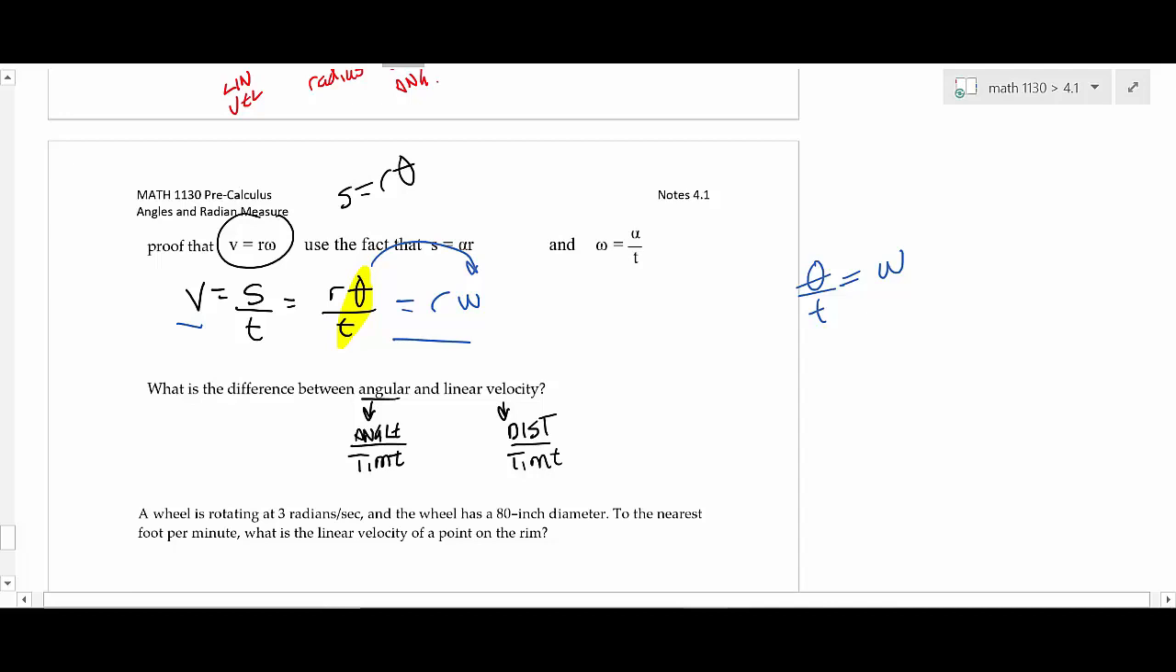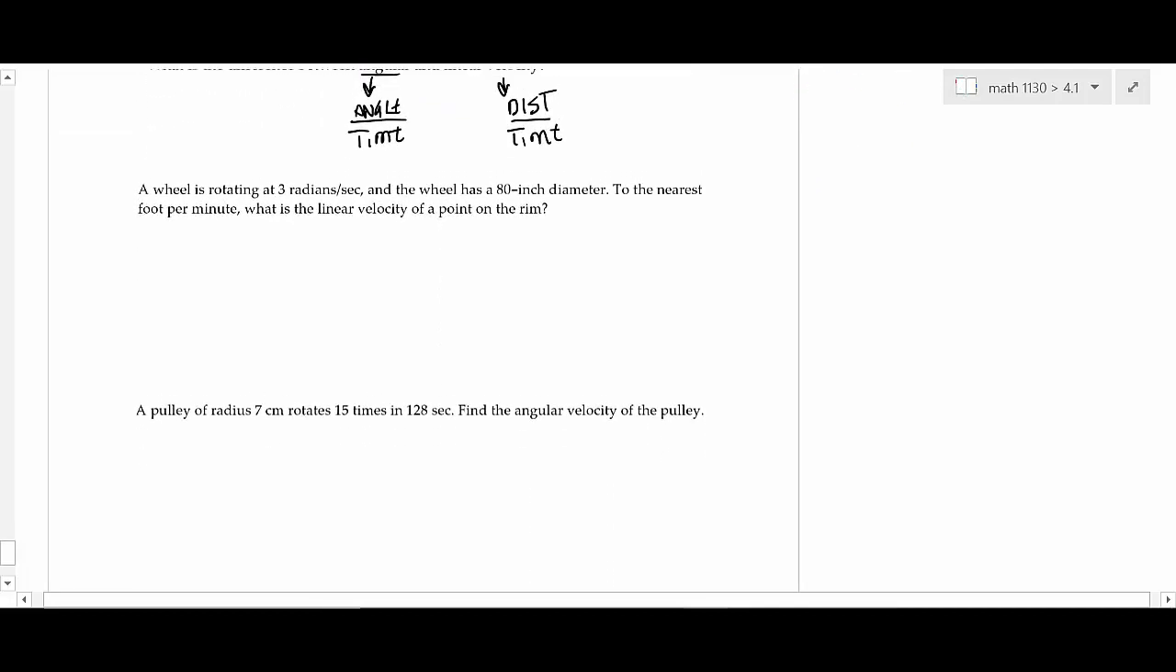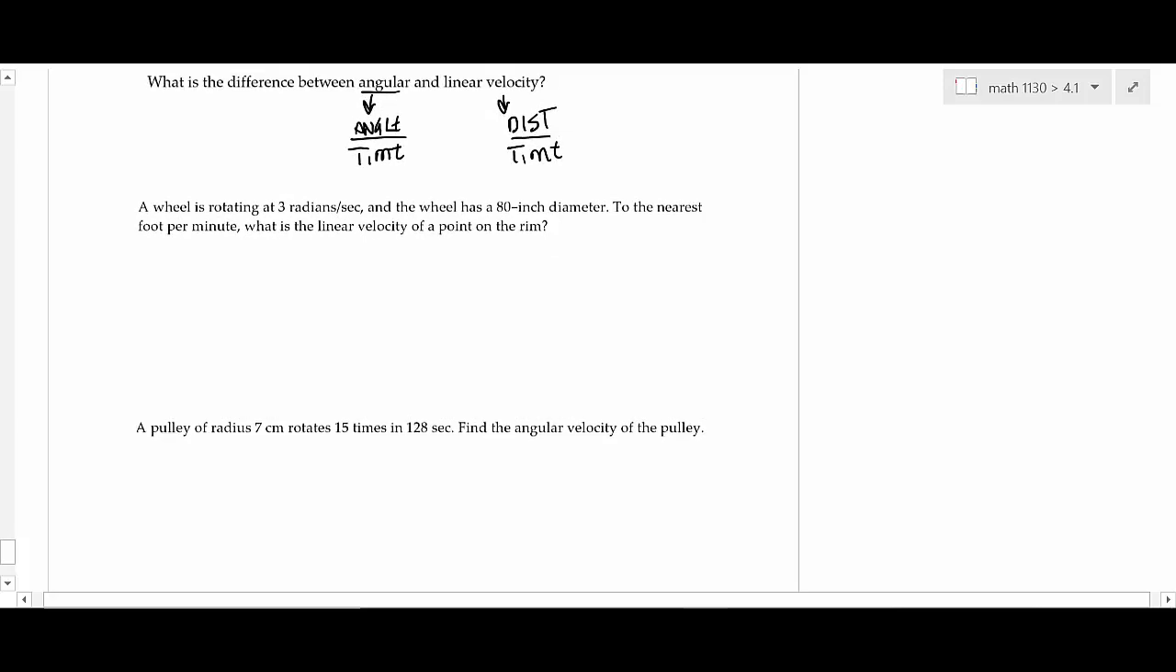All right, so let's work out these last two examples here, and then that'll finish up this section, and then we're going to lightly talk about the unit circle in 4.2 tonight. We'll just get started on that.